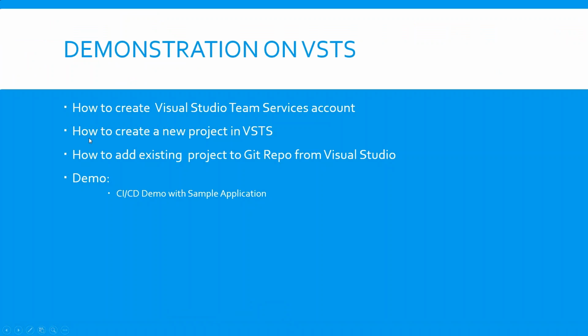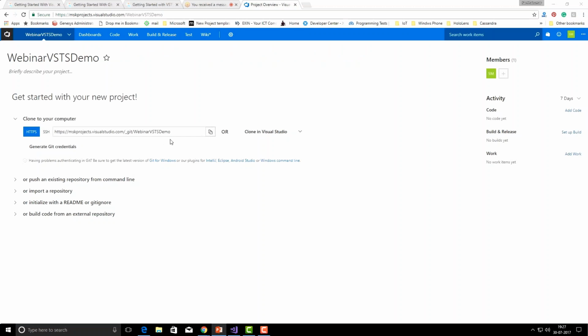So now we saw how to create a new project in VSTS. So next, how to add our existing project source code to a Git repository from Visual Studio. Actually, we created new projects. So before going to create sample projects, let's just see the dashboard.